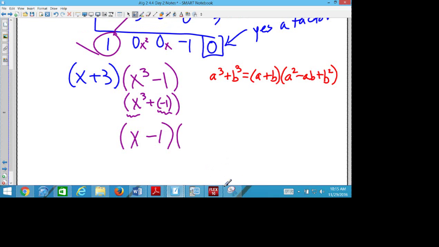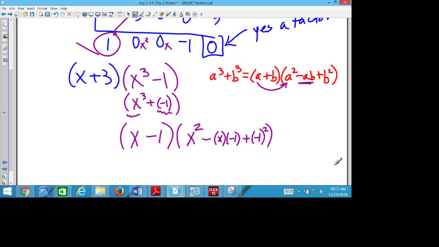Then we have to do the other parenthesis. And the other parenthesis says whatever A was, square it and put it in this spot. So A was x, square it and put it here. The middle term is minus the two numbers multiplied together. So the middle term is going to be minus x times negative 1. And then the last term is negative 1 to the second power. And then I'm just going to simplify that.